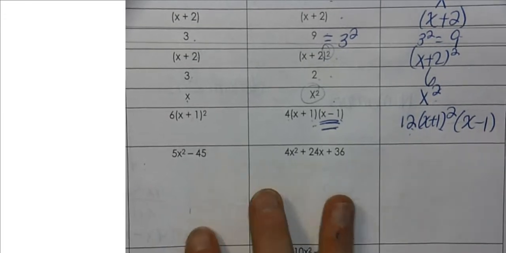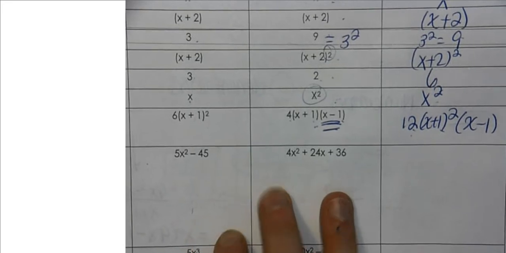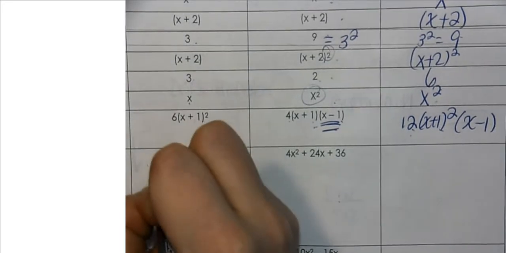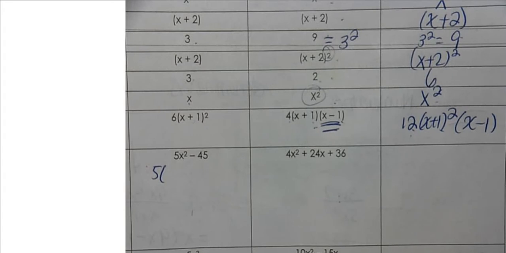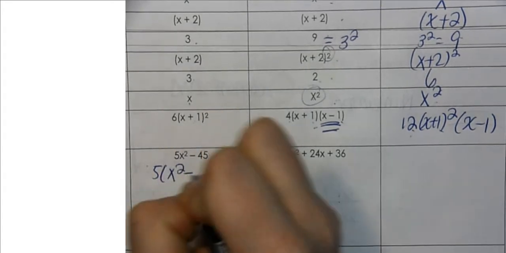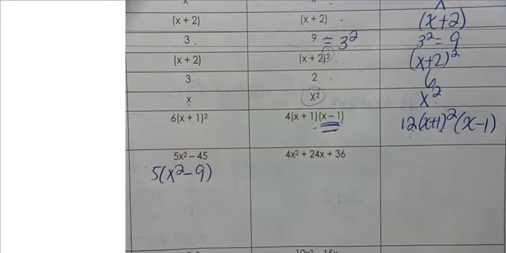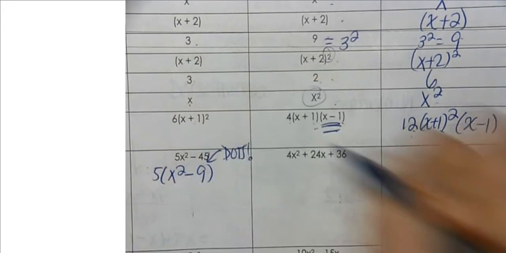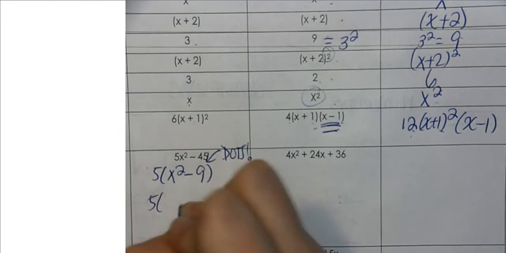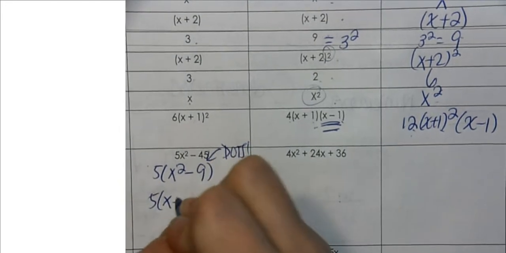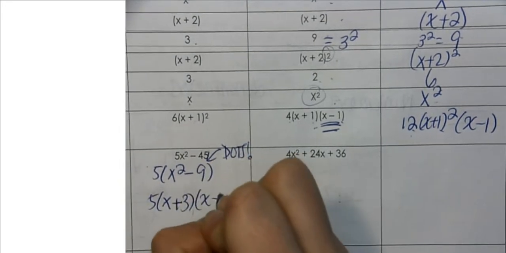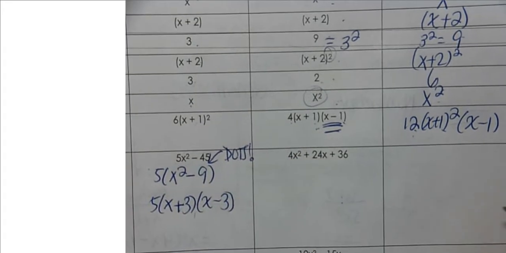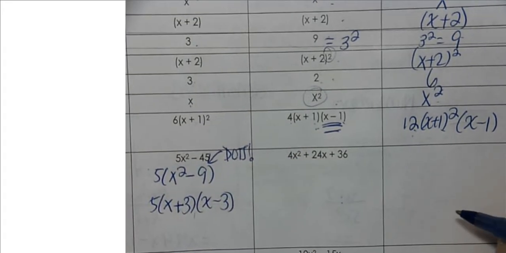Letter I takes it to the next level. We now need to factor. I'm going to bring out a 5 from 5x squared minus 45, and I'm left over with an x squared minus 9. We all know that x squared minus 9 is a difference of 2 squares. We need to factor completely, and this will help us to identify what our factors are. So I have 5 times x plus 3 times x minus 3.